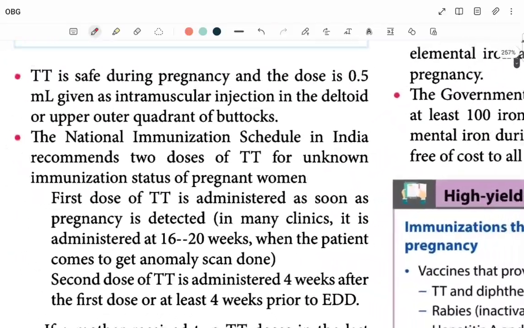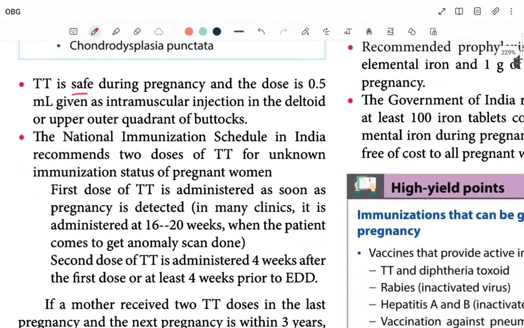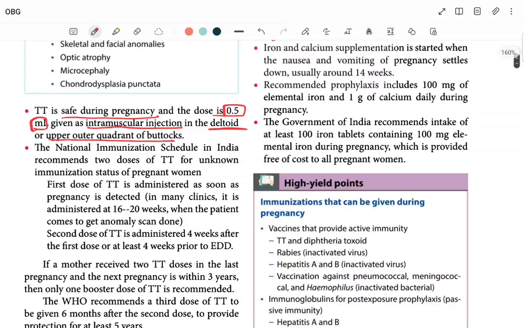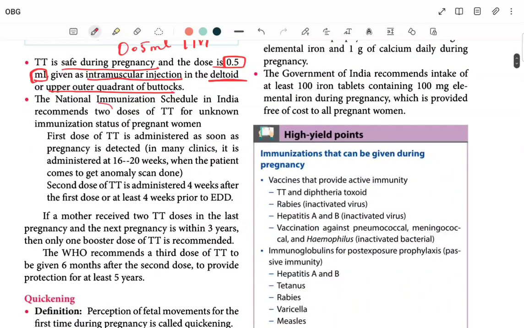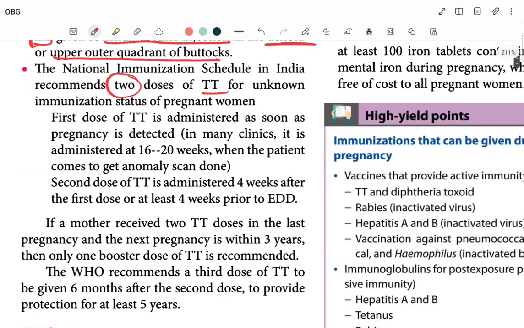Tetanus toxoid is safe during pregnancy and the dose is 0.5 ml given intramuscularly, either in the deltoid or in the upper outer quadrant of the buttocks. The National Immunization Schedule in India recommends generally 2 doses of tetanus toxoid for pregnant women with unknown immunization status.